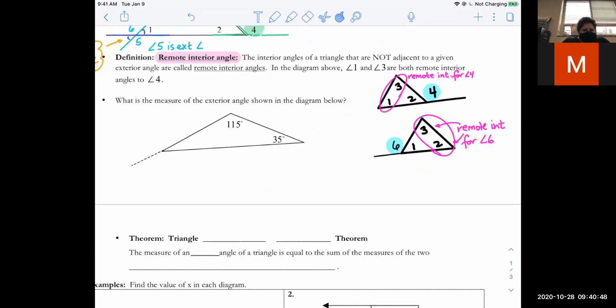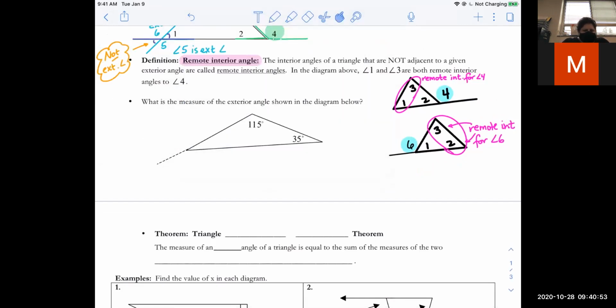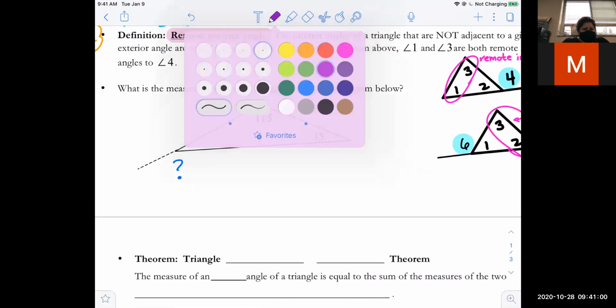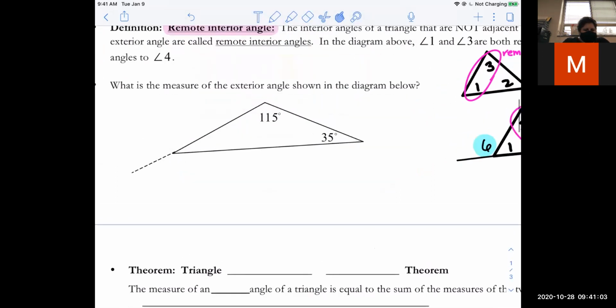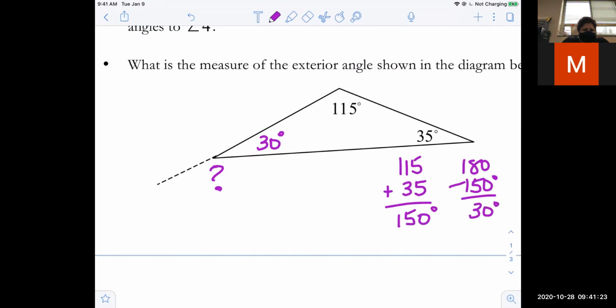Okay, so let's look at if you have actual numbers there. I'm thinking of actual numbers there. So tell me how to figure out, I want to know this exterior angle right there. I want to know that angle measure. Why? How do you know this one's 30? Okay, so 115 and 35 is going to add up to 150. And then subtract that from 180. It's 30. Okay, so that's that angle measure.